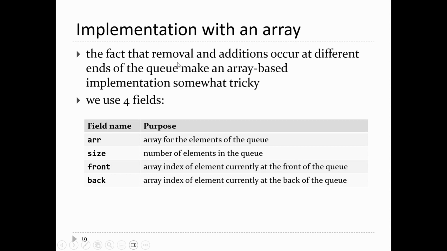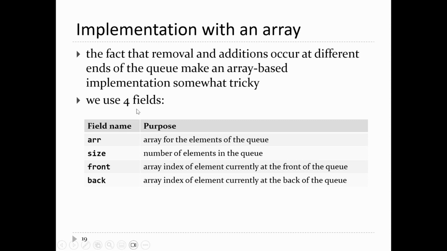because the removal, dequeue and enqueue happen at the opposite ends of the queue. With push and pop, everything's happening at one end. So with the array, we could just add and remove from the end of the array. With the queue, there's things happening at both ends, so we have to be a little bit more clever in our implementation.